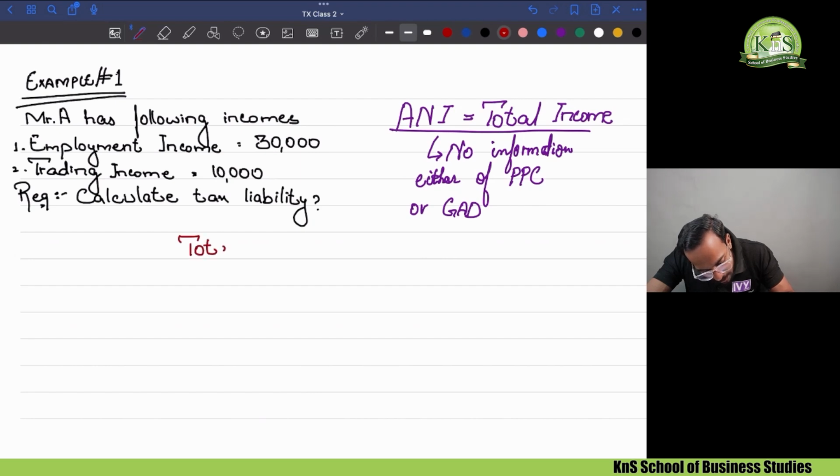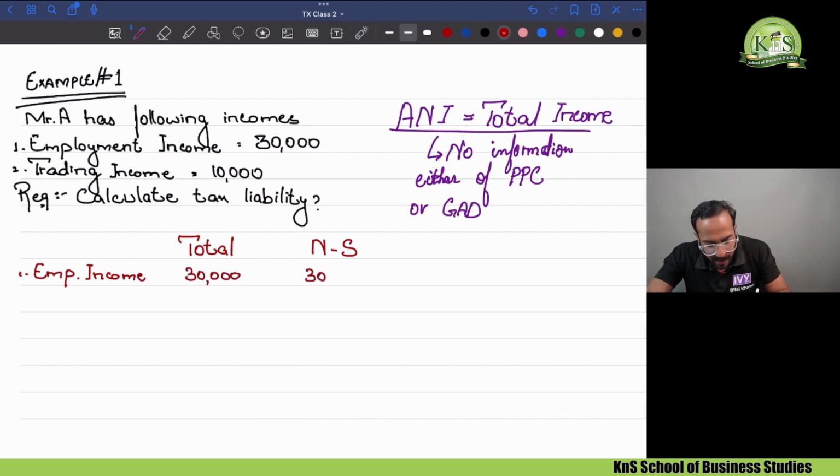Now you need to make a total column. Both these sources belong to non-saving. Then just write employment income, that is 30,000. It goes in the total column, and it will be part of non-saving. Then the trading income will also be part of non-saving again.